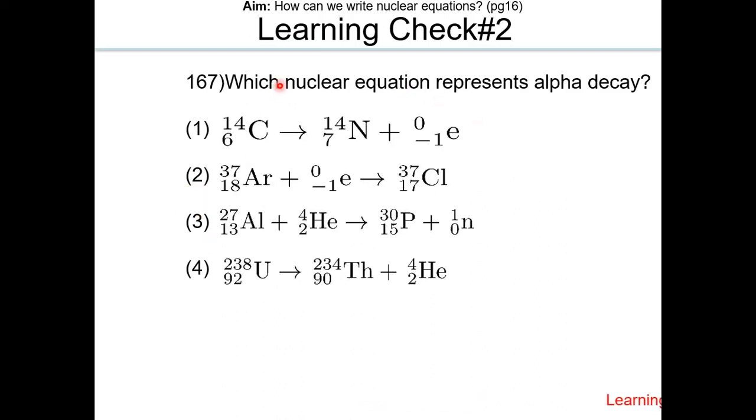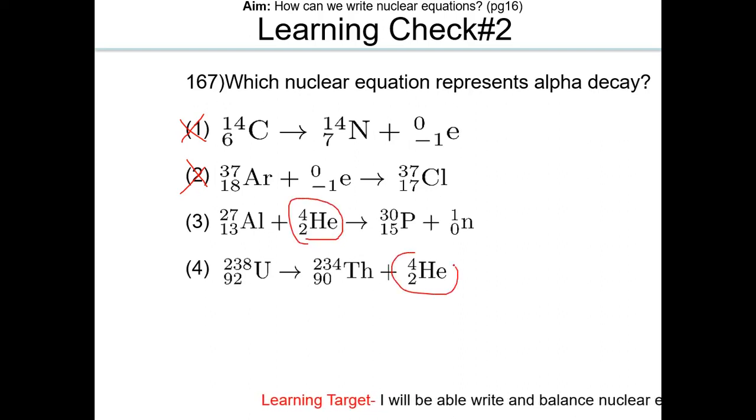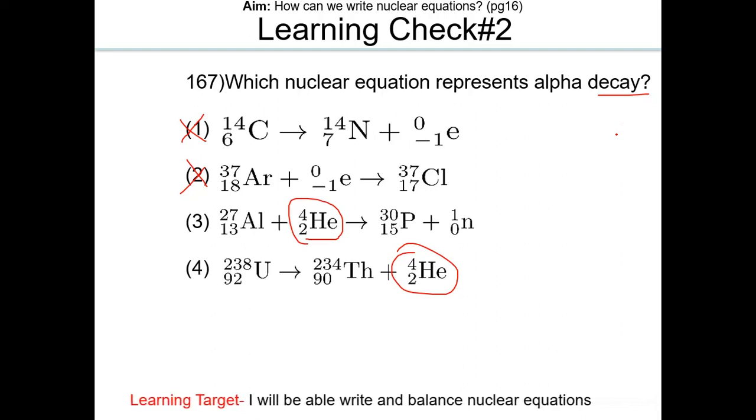Learning check number 2. Which nuclear equation represents alpha decay? Pause the video and resume as completed. So you're looking for a nuclear equation with an alpha particle in it. So choice 1 and 2 are wrong. Choice 3 and 4 have an alpha particle. But since it is decay, you are releasing an alpha particle. So the answer is choice 4.